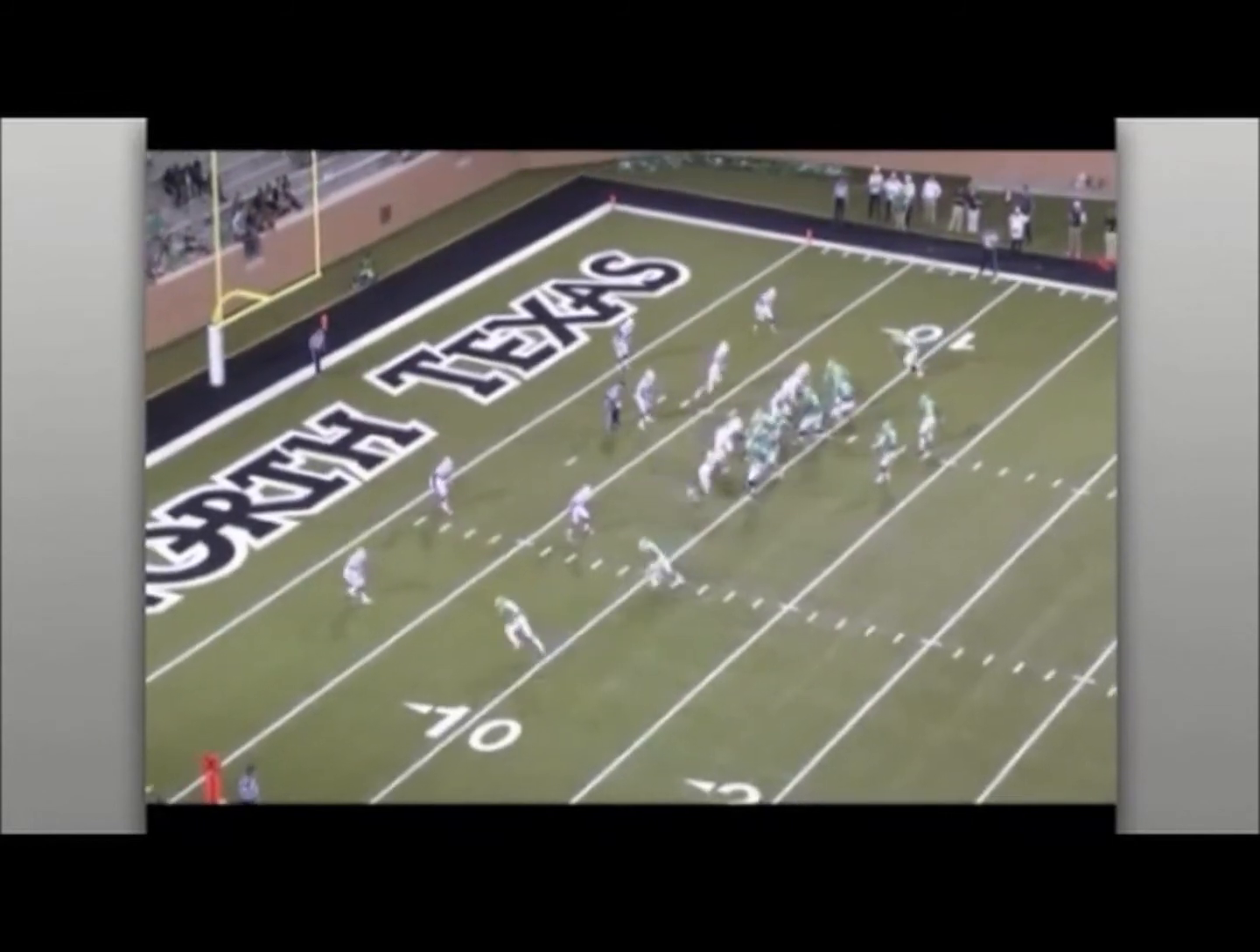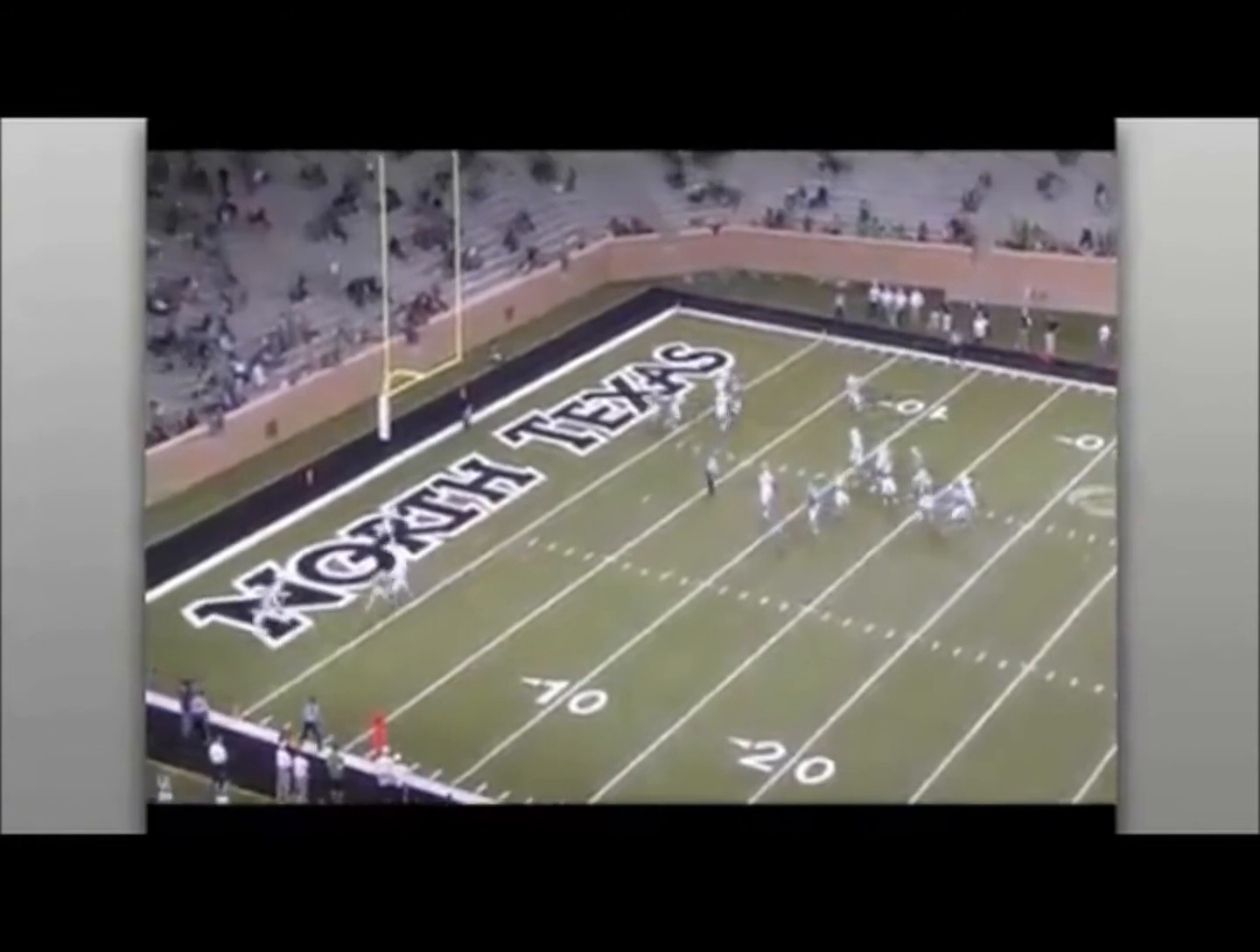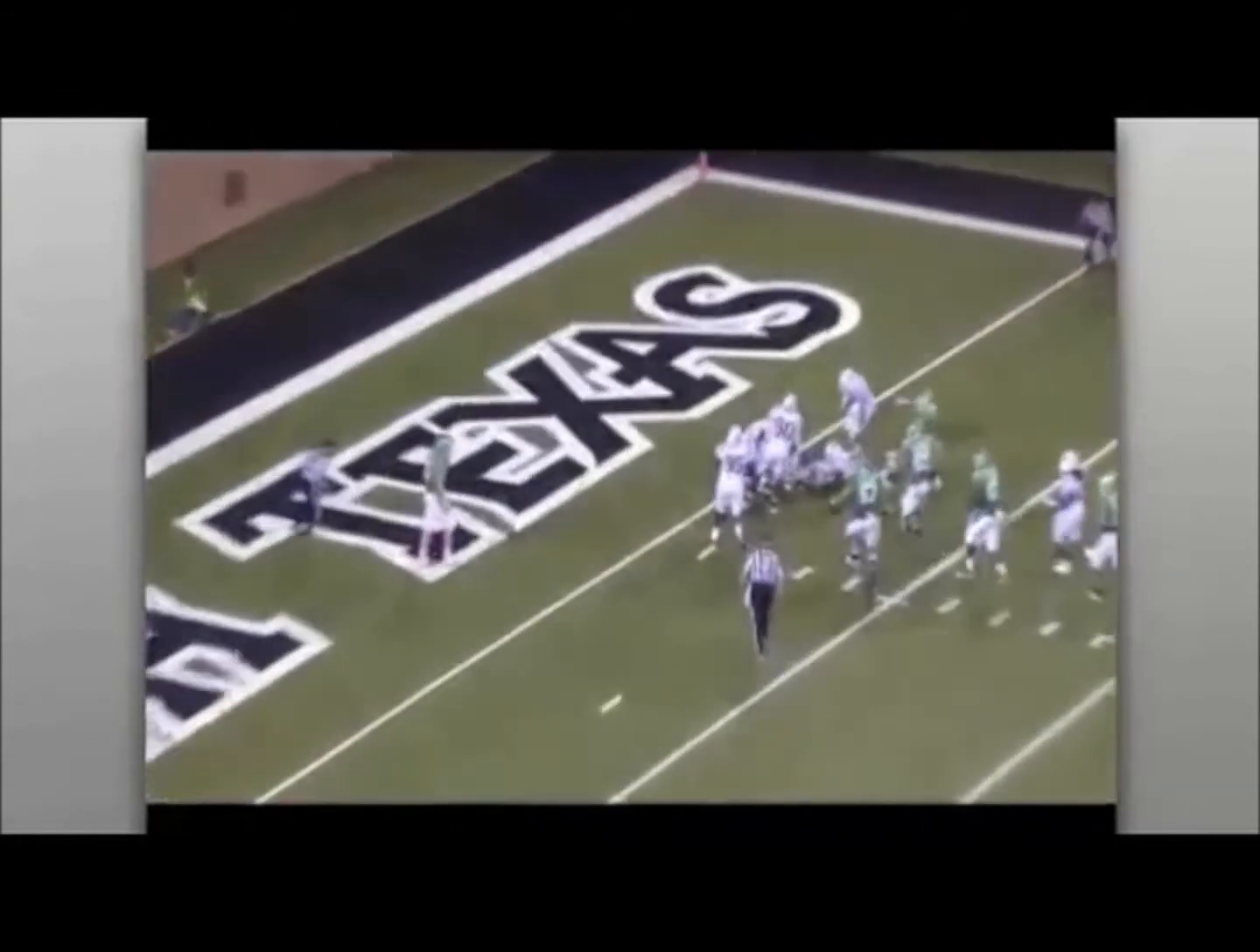Same concept. Push it a little bit deep, sat well. Did a great job here.